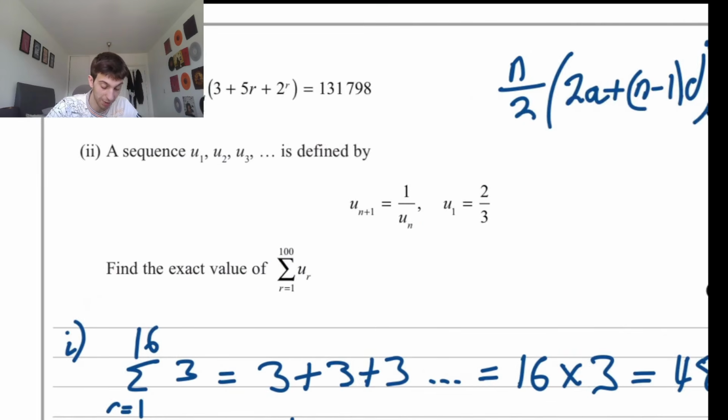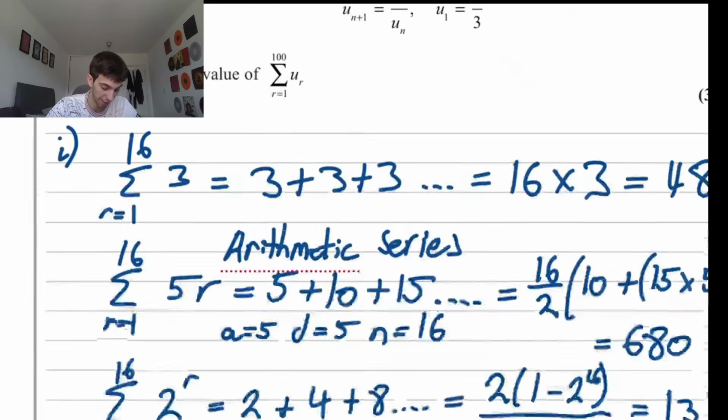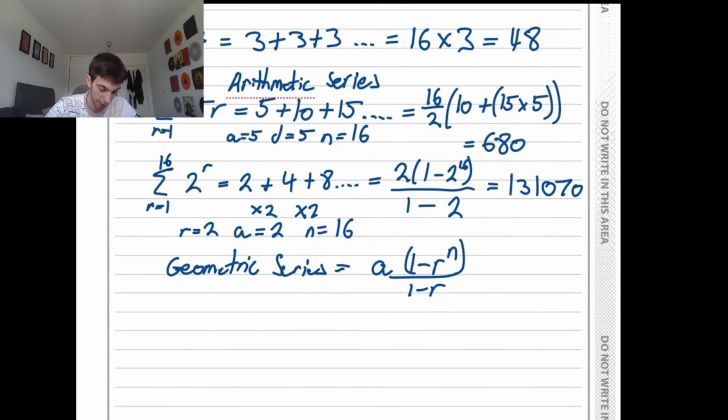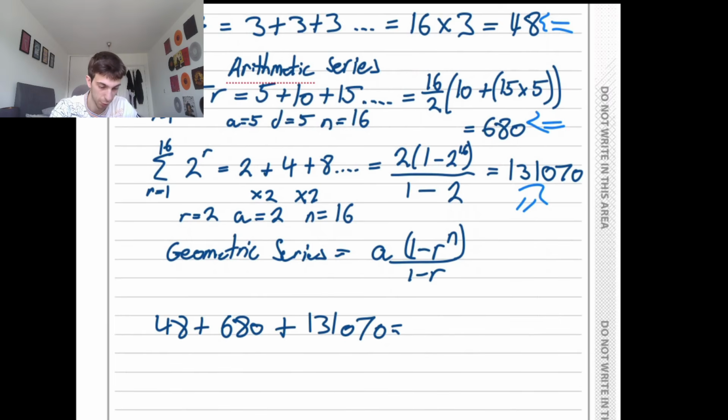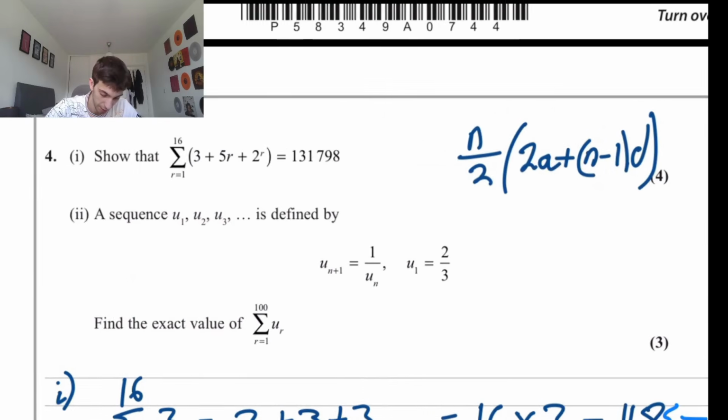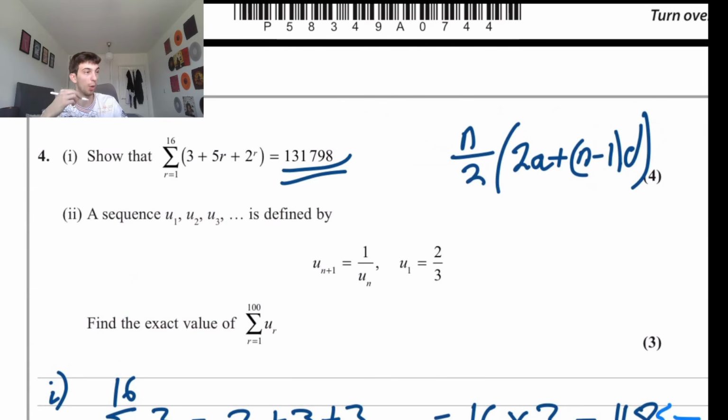So what do we have to do now? Last step: remember we were summating all of these terms in our original expression, so we just have to add everything together. Looking at each thing individually, we have this 48 here, this 680 here, and this 131,070. Adding them together in the calculator, 48 plus 680 plus 131,070 gives 131,798. Is that what they wanted? That is indeed what they wanted, so that is your answer to part I.